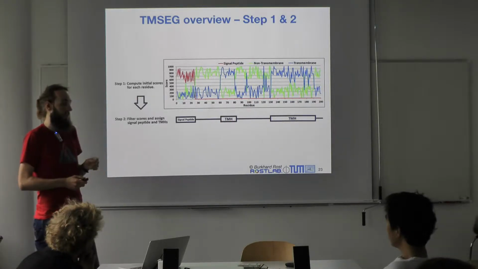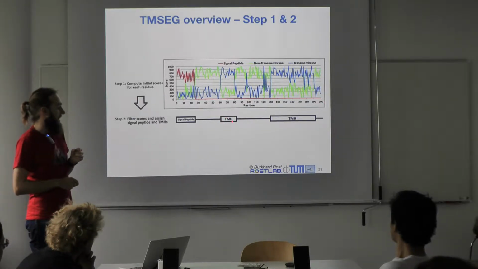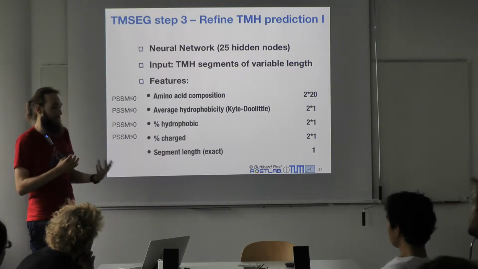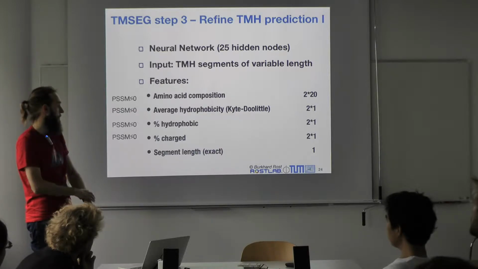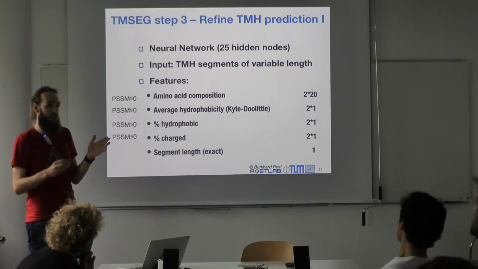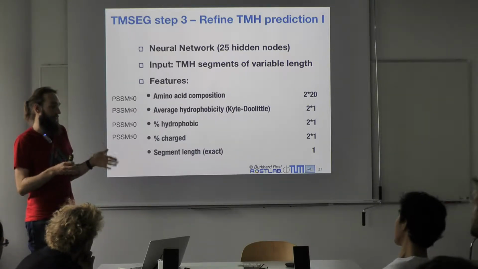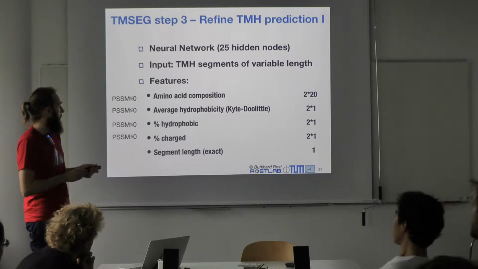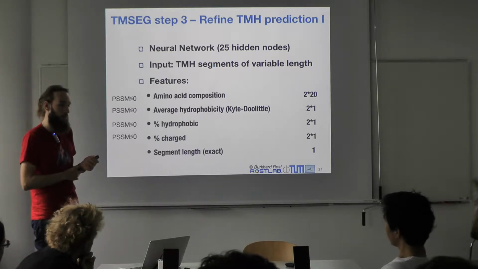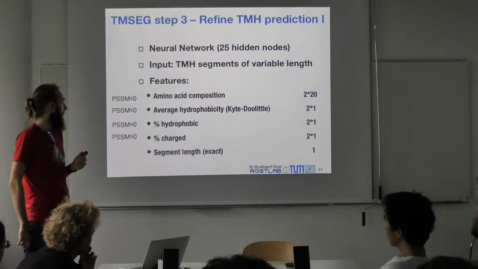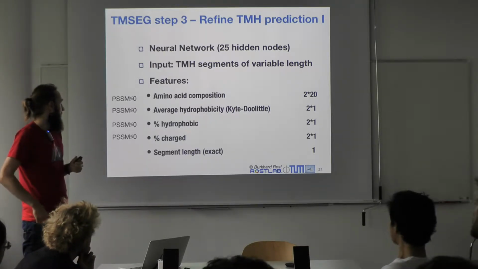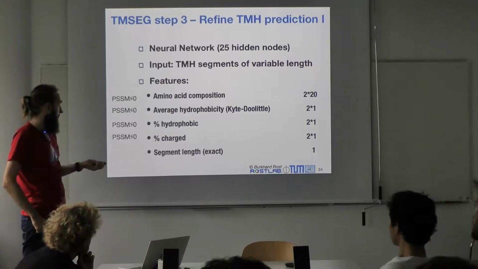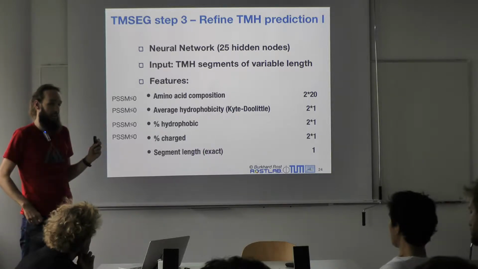So all we're going to use as an input now is this segment of the helix, and that means that we can't have any position-specific features anymore. So now we only have features that we can calculate on some segment of a helix that can have variable length. And what we use here is again the amino acid composition of only that small segment, the hydrophobicity, the percent of the charged residues, and then also here actually the exact length of the segment.